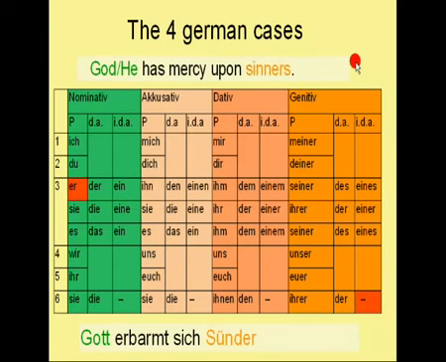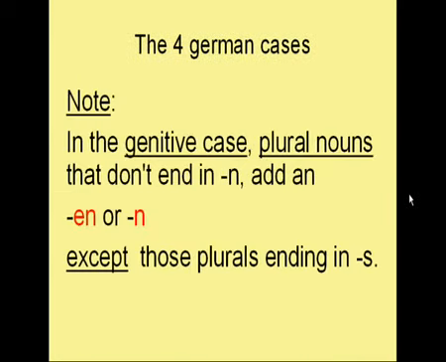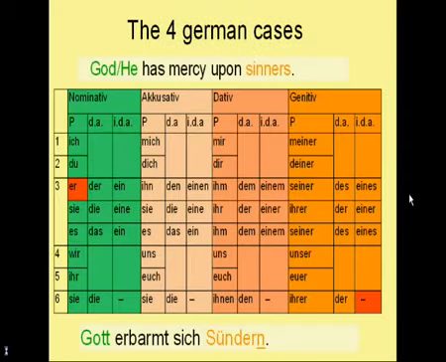which is Sünder. But here again is a special rule about plural nouns in the genitive case. It's the same as in the dative case, and it goes as follows. In the genitive case, plural nouns that don't end in n add an en or an n, except those plurals ending in s. So, for our plural noun, this means we have to add an n to make the sentence correct. The sentence reads therefore: Gott erbarmt sich Sündern.